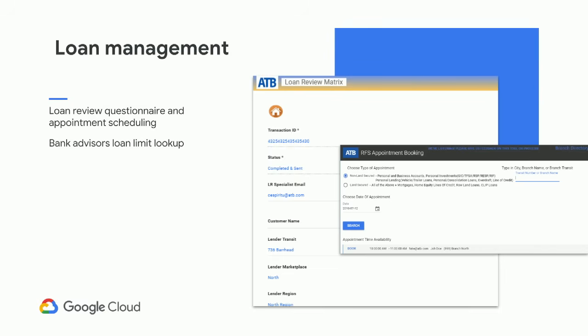ATB is using several other AppMaker apps for their loan management process. A banker's loan limit checkup, a centralized way to review and process loan applicants' questionnaire and match the right product for them, while another app schedules appointments with the right bank representative at the closest branch. As you can see, the apps our customers built are branded with their logo and styles, so they can look like an integral part of the corporate business.